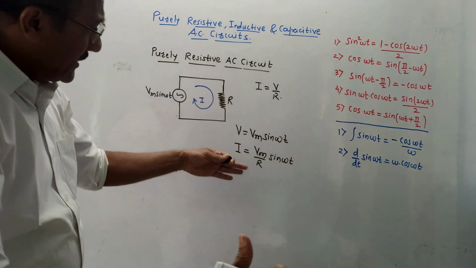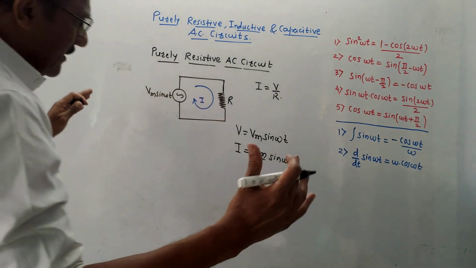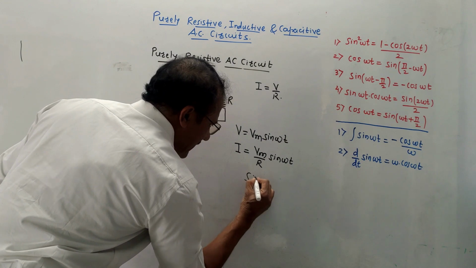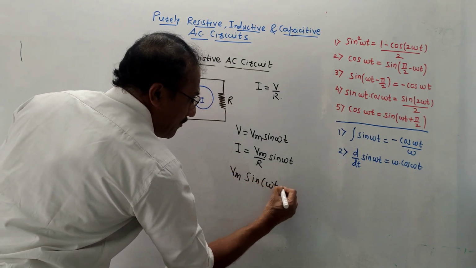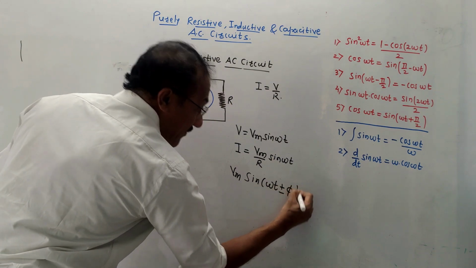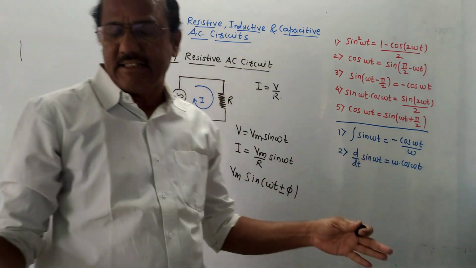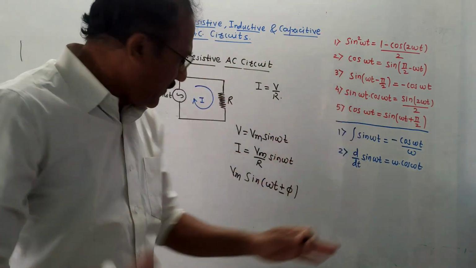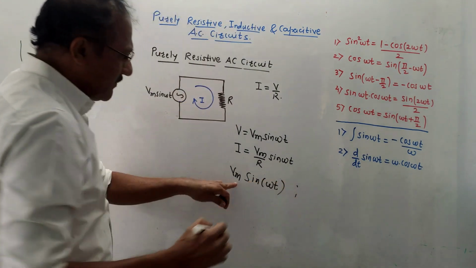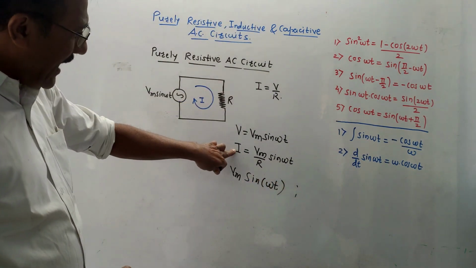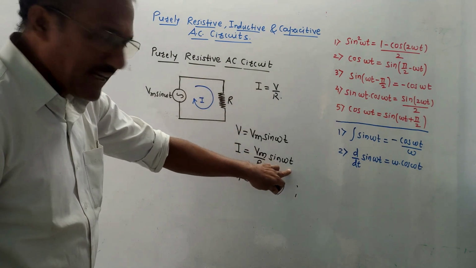Now, suppose I want to write the standard equation for any AC circuit, let us say I am writing the equation of voltage: Vm sin omega t plus or minus phi. Phi is known as the phase shift. But this is the resistor. Do remember like this: in case of resistor, there is no phase shift. So there is no phi term. So the simple equation is Vm sin omega t. Similarly, I have obtained the equation of current by using Ohm's law, Vm upon R sin omega t.